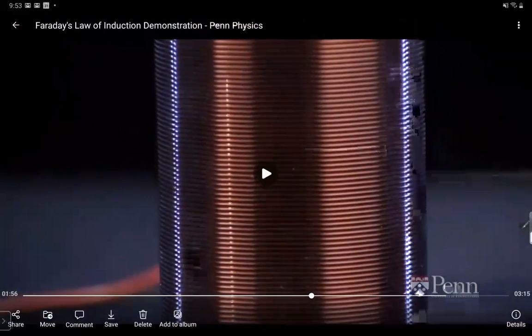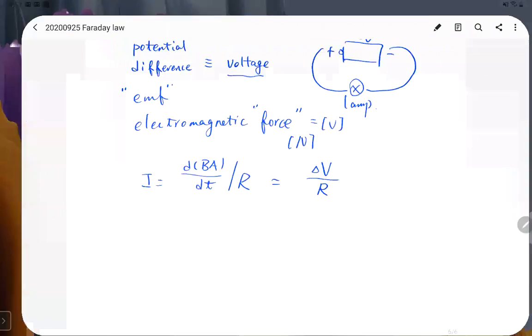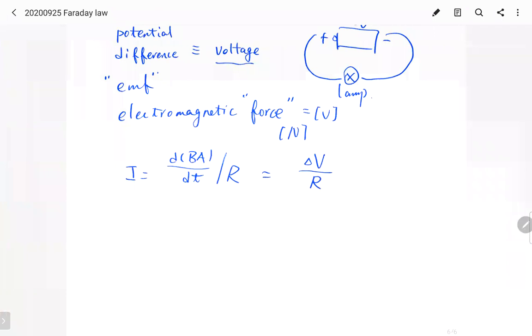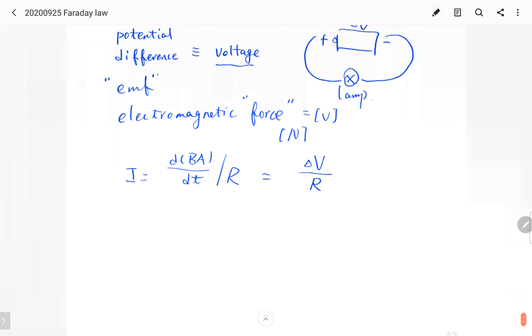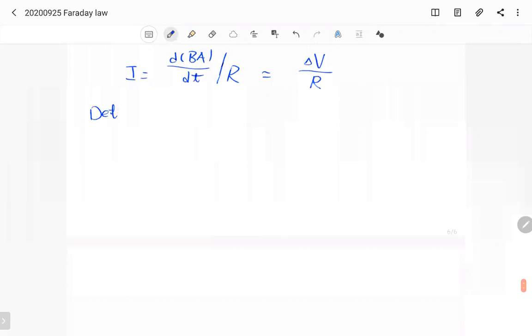Okay, so there is a very important idea. The direction changes when we move the magnet in a different direction. So how do we determine the direction? This is a very important question. So we are going to determine the direction of the generated current.